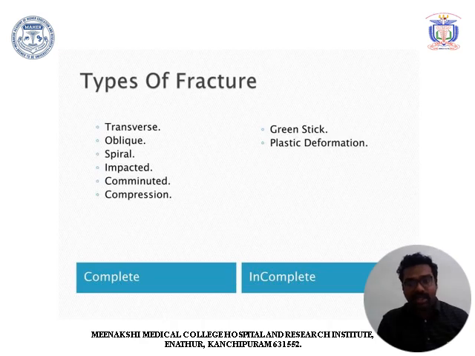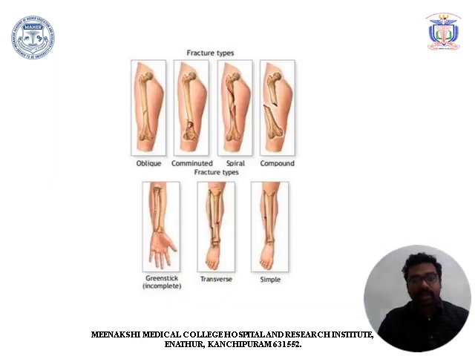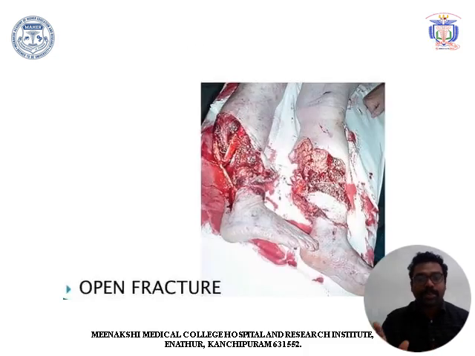The same fracture in pediatrics is either greenstick or plastic deformation. In pediatrics, a complete fracture is also possible, but most commonly it is greenstick or plastic deformation because one of the bones is usually intact. So what are the fracture types? These are pictures showing oblique, comminuted, spiral, compound, simple and transverse fractures.